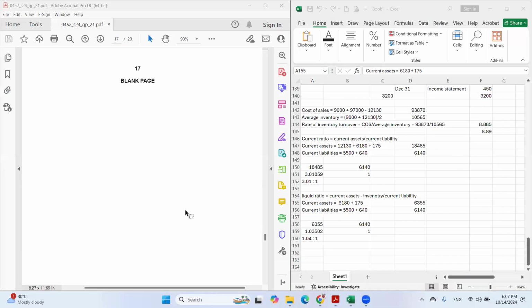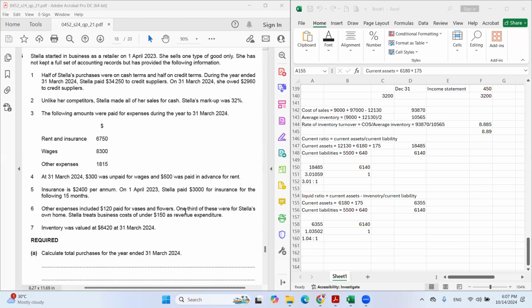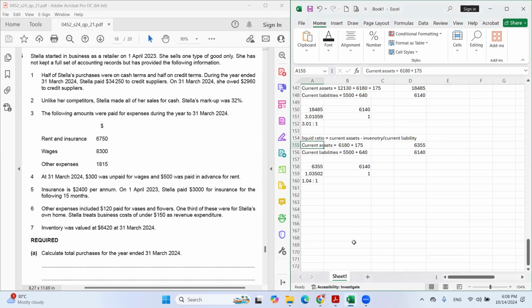Okay, last question. Stella started a business, and she sells one type of goods only. She has not kept a full set of accounting records, but has provided the following information. Half of Stella's purchases were on cash terms and half on credit terms. During the year ended 31st March, she paid 34,250 she owed to the suppliers. Unlike her competitor, Stella made all of the sales for cash, markup 32%.